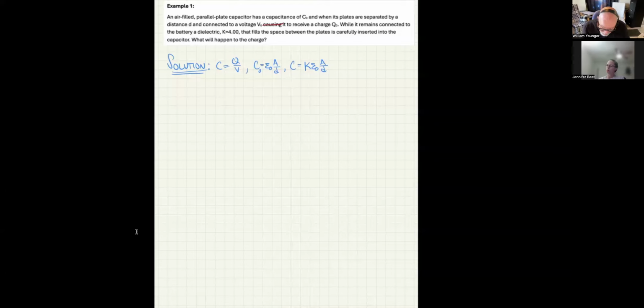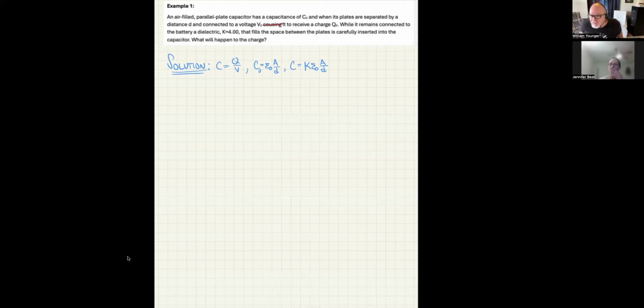And they want to know, while it remains connected to a battery, a dielectric K equal 4.00 that fills the space between the plates is carefully inserted into the capacitor. What will happen to the charge? So what I want you to understand is since it's connected to a battery, then charge can move back and forth between the battery and the capacitor when you do things to the capacitor. Like I could hold the two plates of the capacitor next to each other and then pull them apart or push them closer together. I could do all this kind of stuff.